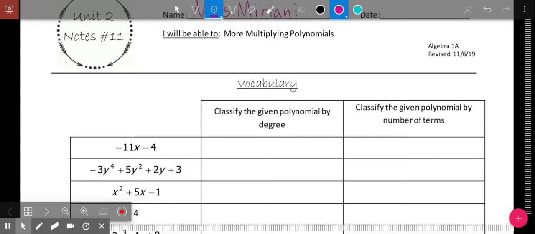All right, so today we're going to be looking at multiplying polynomials. Okay, so we're just going to look at a few other problems that we could be seeing when we're multiplying those. But first, let's look at our vocabulary. We're going to be classifying these by degree and by the number of terms.